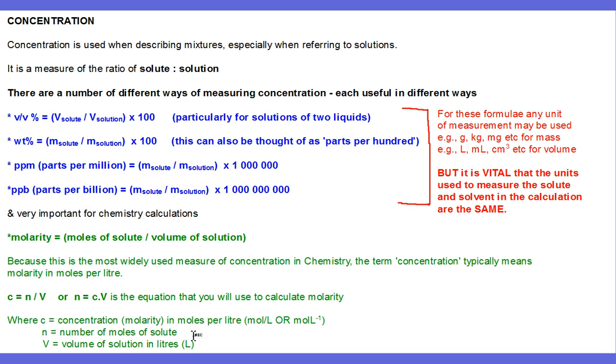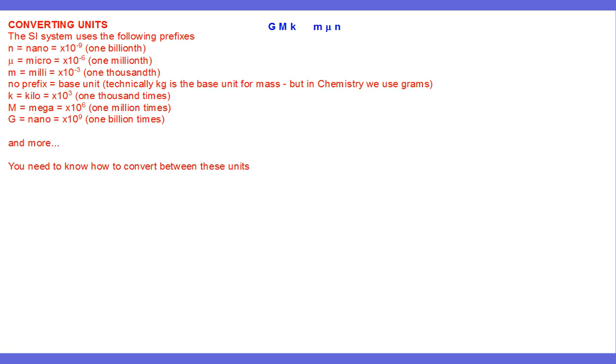N is the number of moles of solute, and V is the volume of solution in litres. So that's got to be in moles, and that has to be in litres. While with other formulas you could use any units you like as long as they're the same, for this formula you've got to use moles, you've got to use litres, and your concentration will be in moles per litre.